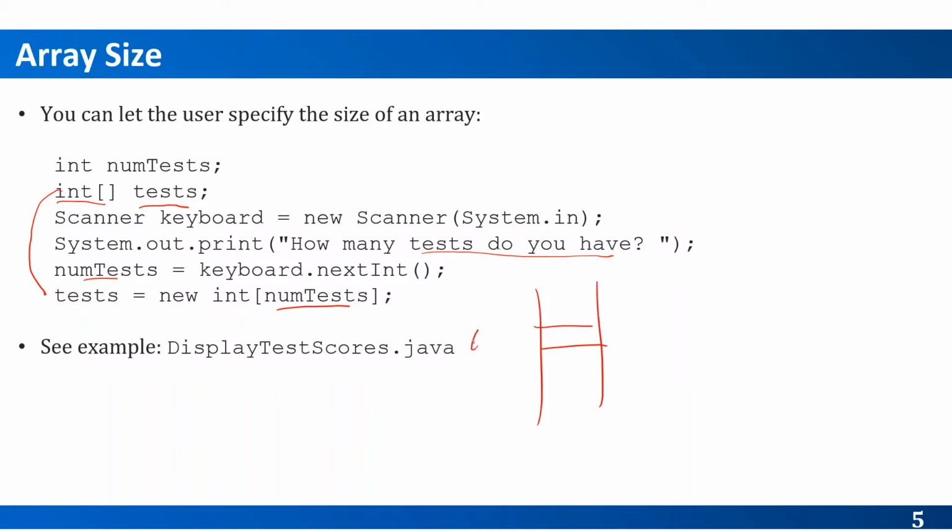the reference variable tests, which is pointing to null at the beginning. Then later on, it's not pointing to null anymore. It's going to point to an actual array in memory that has a length indexed from 0 to numTests minus 1. So that's exactly what happens when you do this.